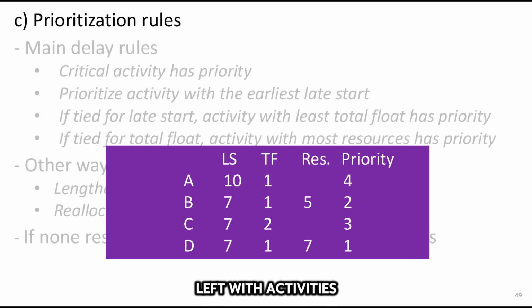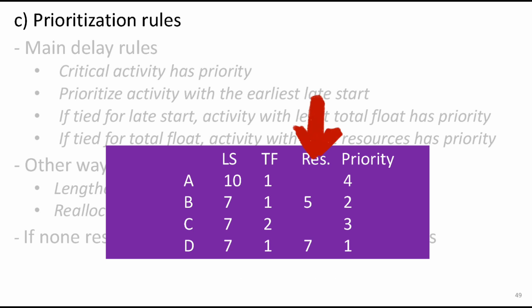Now, we are left with activities B and D, which are tied in both late start and total float. In this case, we compare their resource requirements. Since activity D requires more resources, it has a higher priority. This means D is ranked 1, while B is ranked 2.